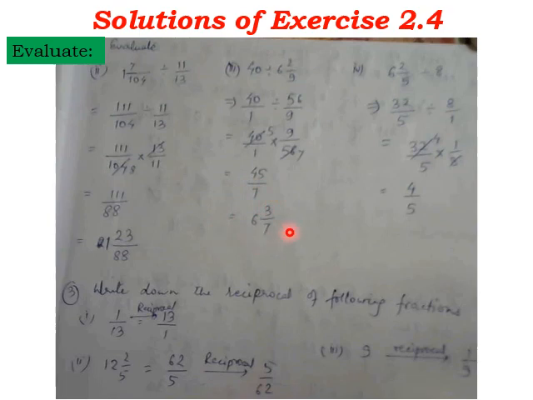Fourth part, 6 whole 2 by 5 divided by 8. 32 by 5 divided by 8 by 1, following the same method. 32 by 5 into 1 by 8. Now 8 ones are 8, 8 fours are 32, 4 into 1 is 4 and 5 into 1 is 5 and the answer is 4 by 5.